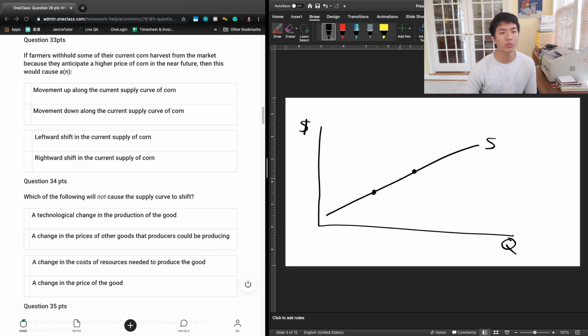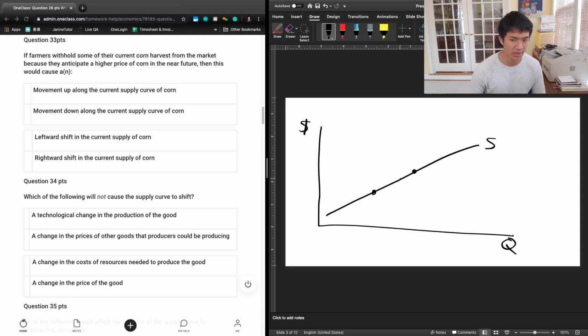And so the only reason we would see a movement up or down the curve is if the thing that is changing is the current price of the good. If the current price of the good suddenly falls, we know the quantity supplied is going to decrease, and if the current price of the good increases, then we know that the quantity supplied of that good is also going to increase.